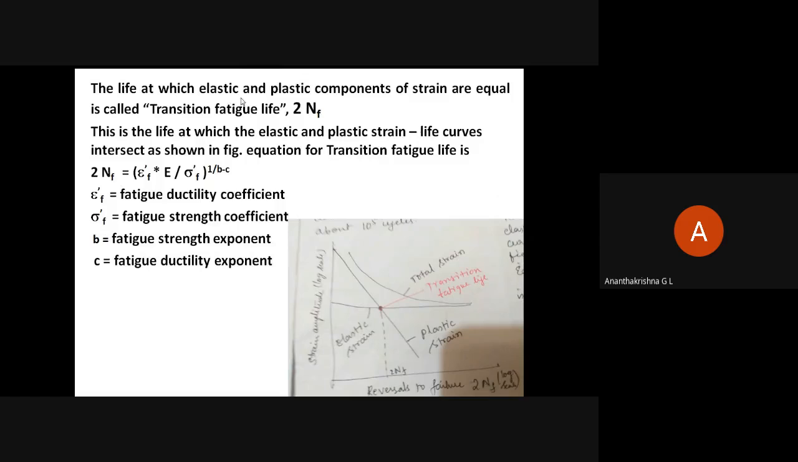The life at which elastic and plastic components of strain are equal is called transition fatigue life. This is the life at which the curves intersect, as shown in the figure. The equation for transition fatigue life is given by 2N_T equals the fatigue ductility coefficient epsilon dash F times Young's modulus divided by the fatigue strength coefficient sigma dash F, the whole to the power 1 by (B minus C), where B is the fatigue strength exponent and C is the fatigue ductility exponent. Note down this expression.